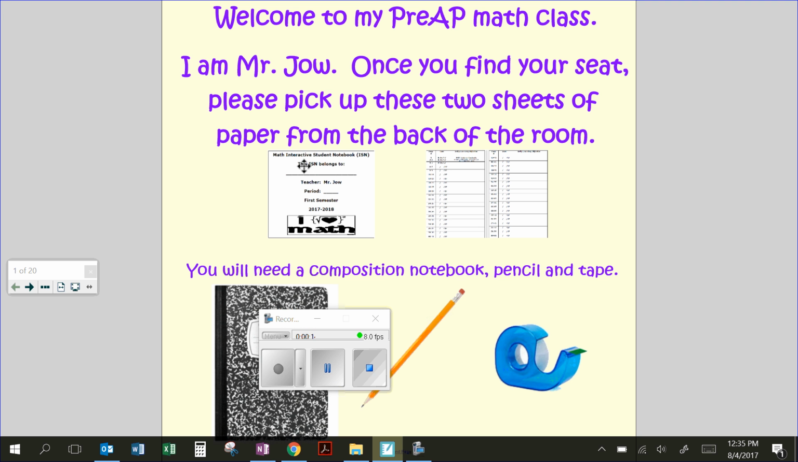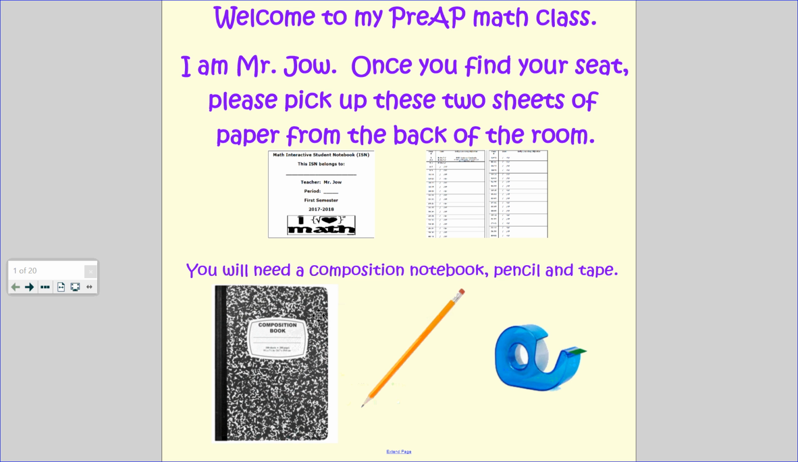So, when you come into my classroom, part of the procedures is you go to the back of the classroom and you pick up the paper. So we have two sheets you need to pick up: the cover of your ISN, our Interactive Student Notebook, and our table of contents. So for today, you will need your composition notebook, pencil, and tape.